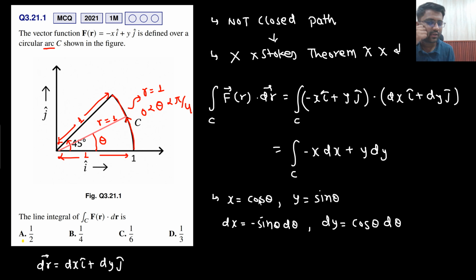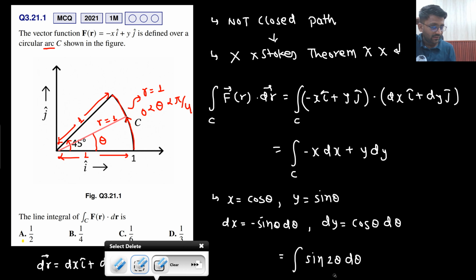So from here if you put x dx, then cos theta sin theta d theta would come, and here sin theta cos theta d theta. So what will you be getting? 2 sin theta cos theta d theta, which will become sin 2 theta d theta. Did you understand this point?